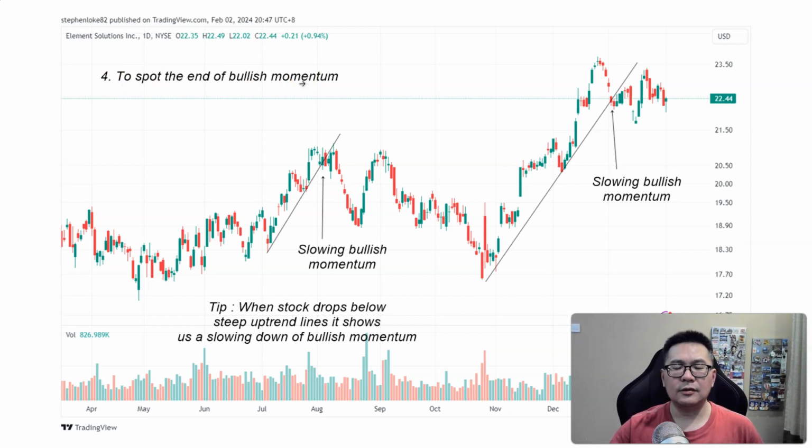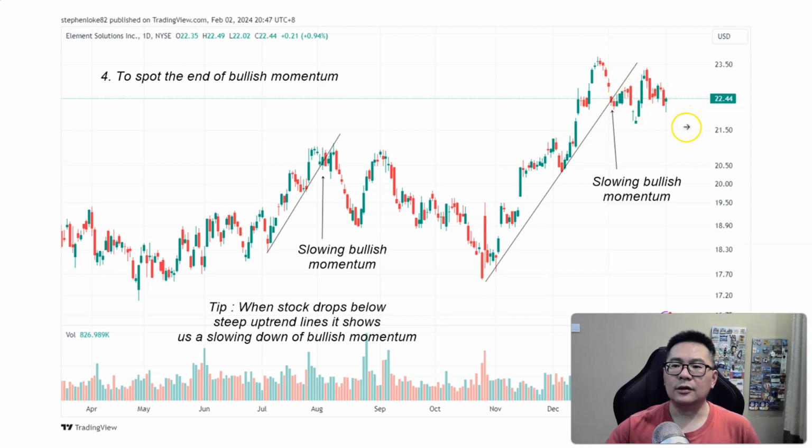Sometimes the stock can shoot up very fast. For some reason, maybe good news, like here, the stock shot up very fast in a short period of time, and there was bullish momentum. Then it dropped below this uptrend line and it collapsed. And here we have the stock dropping below an uptrend line as well.